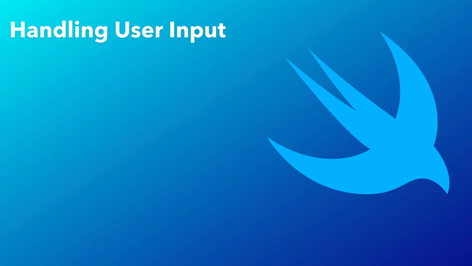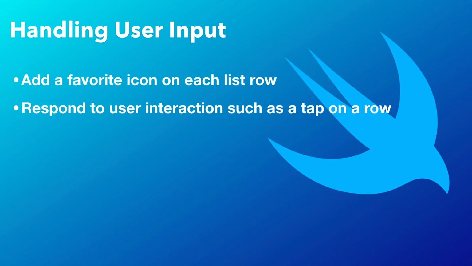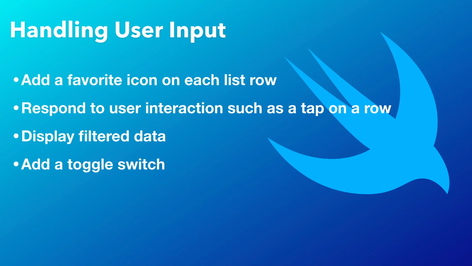In this video, I showed you how to add a favorite icon on each list row view, how to respond to user interaction such as a tap on a row, how to add a toggle switch and display the filtered data, and how to use observable objects for reactive user interfaces.